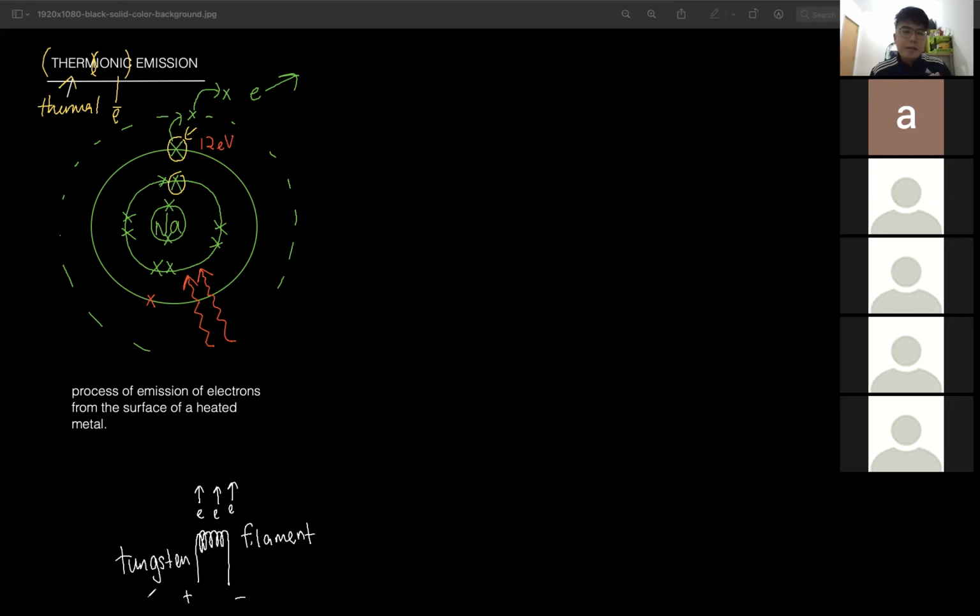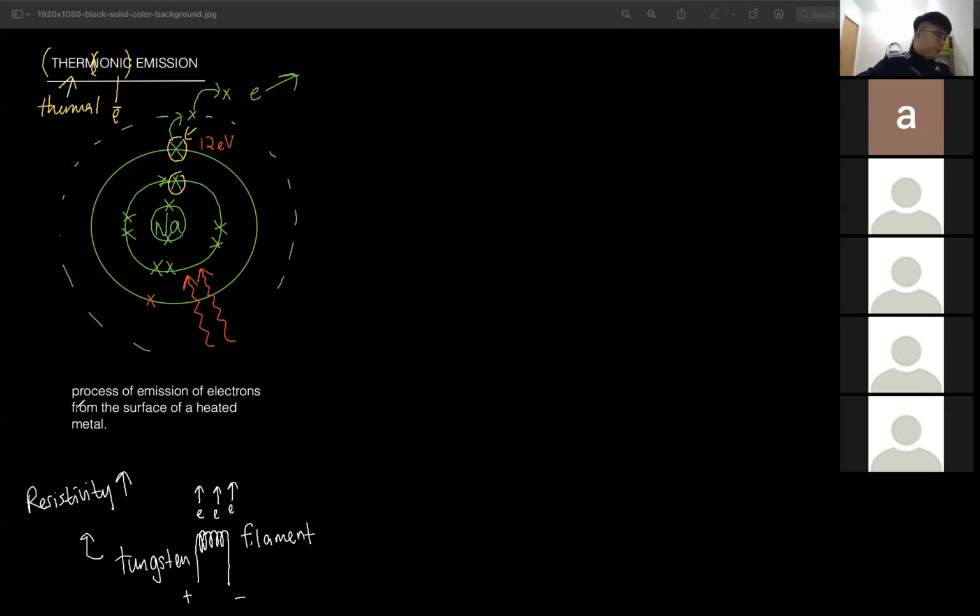Why they use tungsten? Because tungsten, it has a very high resistance. Resistivity, we say. Resistivity very high, so it can give very much heat energy. When you heat it, it gives out a lot of heat energy because high resistance, high heat. Okay, and also tungsten is a metal, so that thermionic emission can happen.